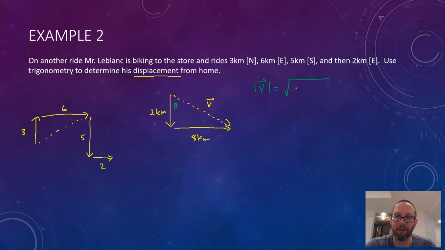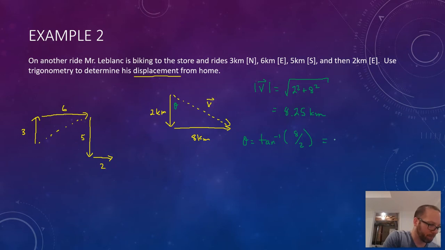The size of that displacement vector is the root of 2 squared plus 8 squared, which is exactly the root of 68, but let's get an approximate value. I'm going to say 8.25 kilometers. And for the direction, I can use the tan ratio and do the inverse tan. So theta equals inverse tan of 8 over 2, opposite over adjacent. Shift tan of 4, pretty much 76 degrees.